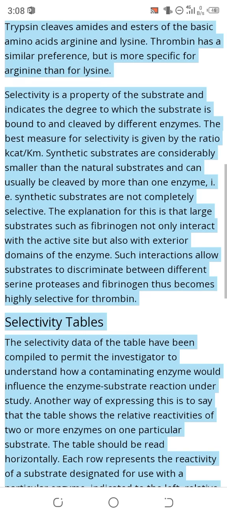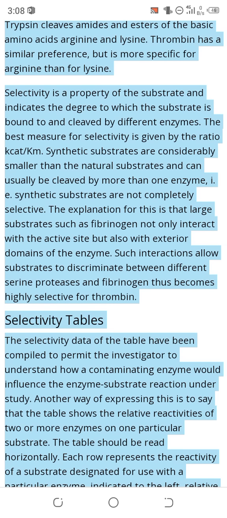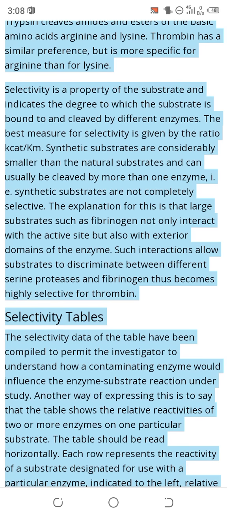Selectivity is a property of the substrate and indicates the degree to which the substrate is bound to and cleaved by different enzymes. The best measure for selectivity is given by the ratio kcat/Km. Synthetic substrates are considerably smaller than the natural substrates and can usually be cleaved by more than one enzyme. Example: synthetic substrates are not completely selective.